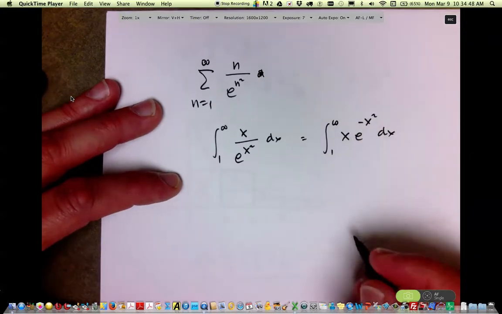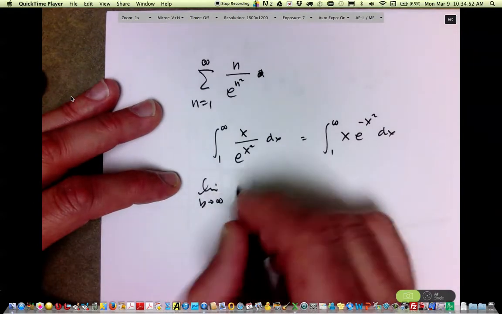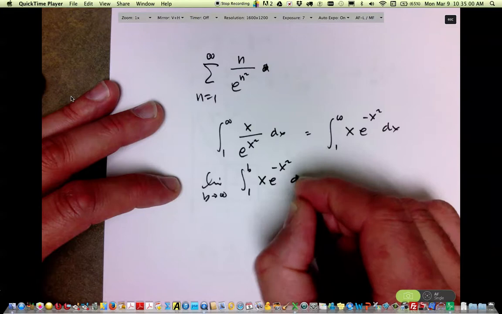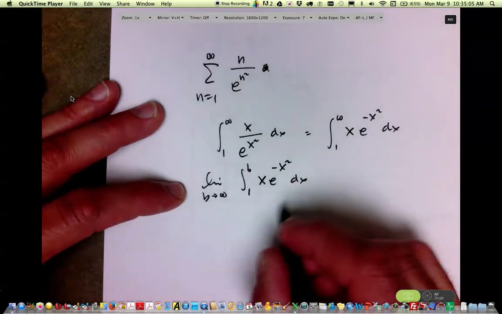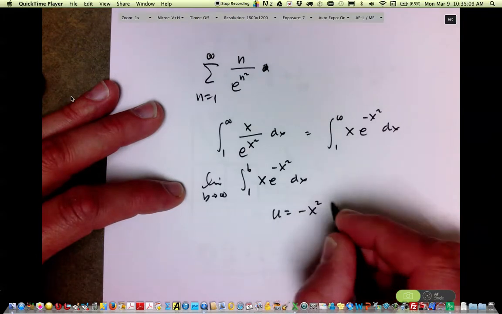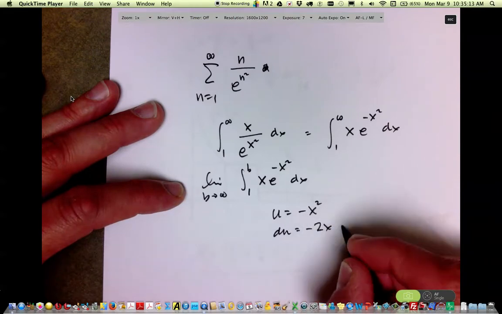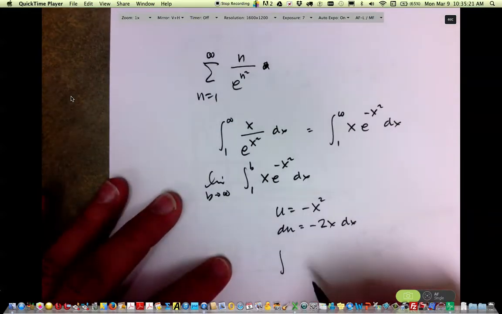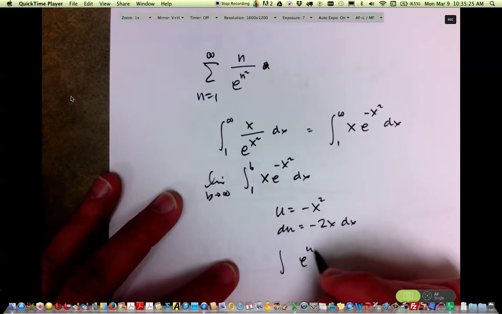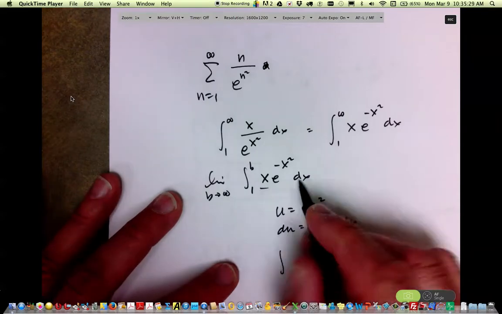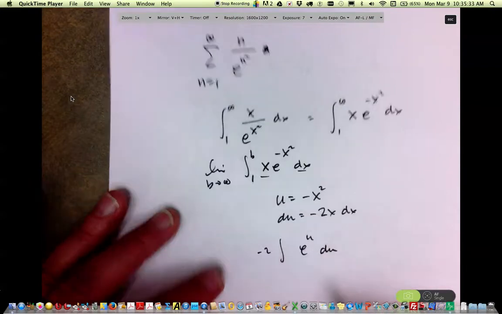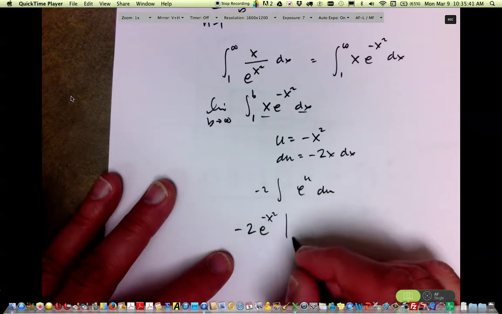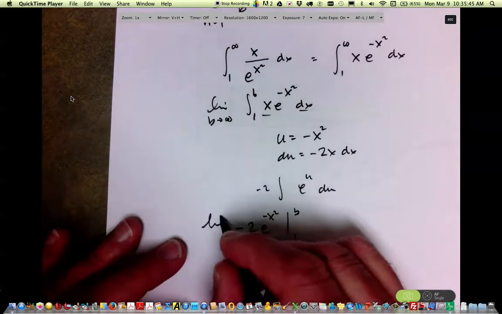So we're looking at the limit as b goes to infinity of the integral from 1 to b of x e to the negative x squared dx. On this one I think if I do a u substitution, let u be negative x squared, du will be negative 2x dx, and when we substitute in, we're going to end up with an integral of e to the u, where x dx is equal to negative 1/2 du. An antiderivative of this is going to be negative 1/2 e to the u, which is just negative 1/2 e to the negative x squared, and then we're going from 1 to b.